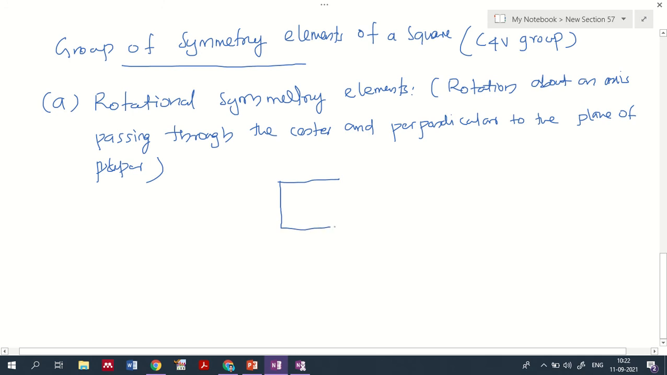Just treat it as a square. Sometimes it may be a rectangle as well, but I'm just representing a square here. So A, B, C, D. I have given each corner a notation, that is A, B, C, D. This is very important, because as you know, when this square is rotating, the positions of A, B, C, D will change.